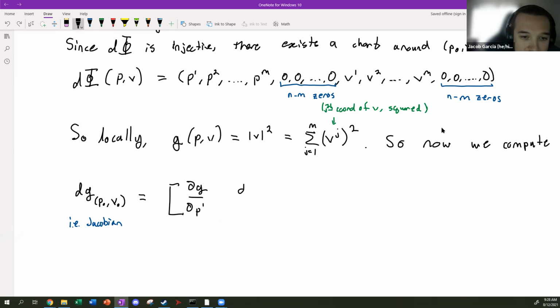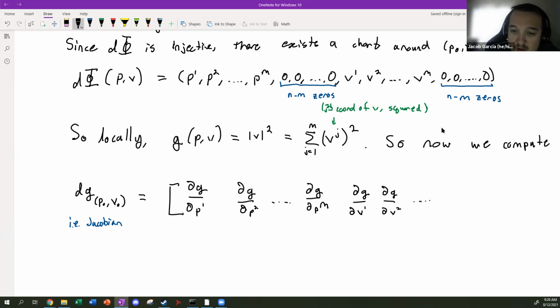Okay. Differential of G with respect to P2, all the way to differential of G with respect to Pm. Then I have the differential of G with respect to V1, differential of G with respect to V2, all the way up to differential of G with respect to Vm. And I'm just going to write evaluated at V naught out here instead of inside like you're supposed to.